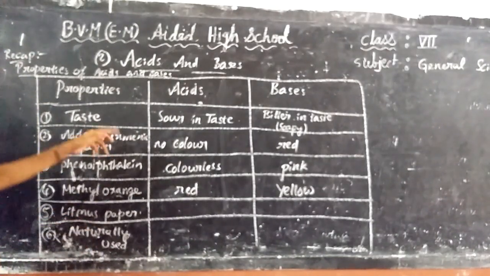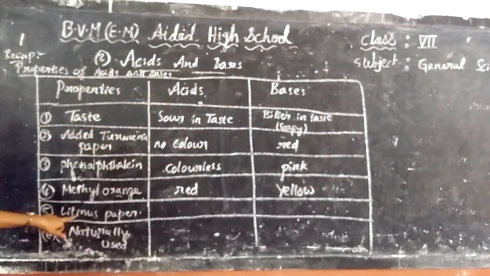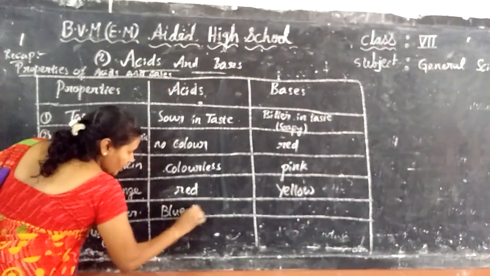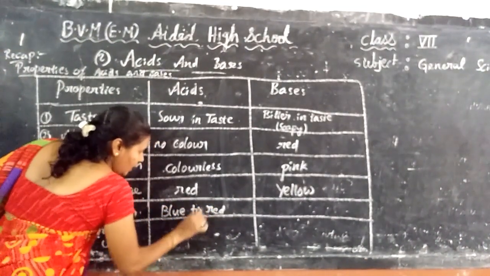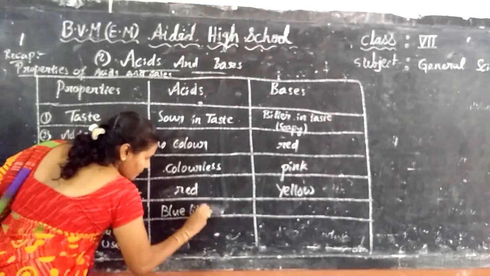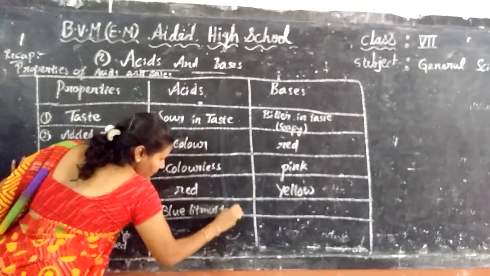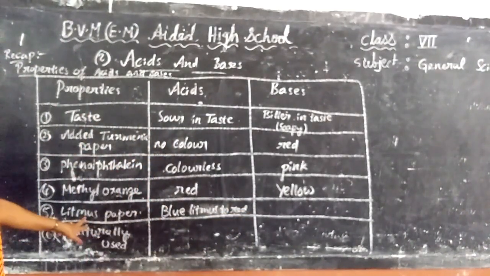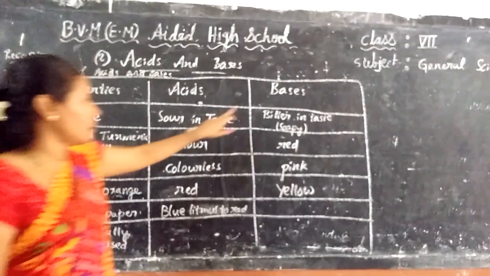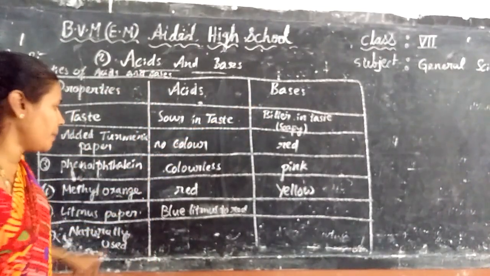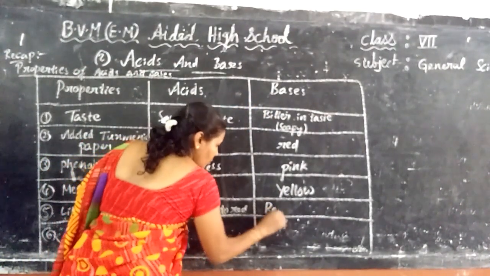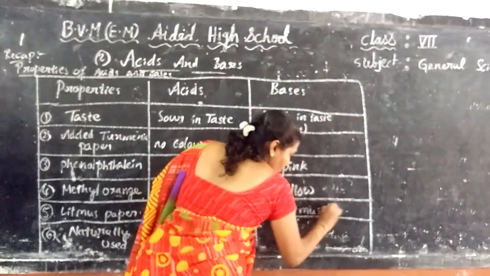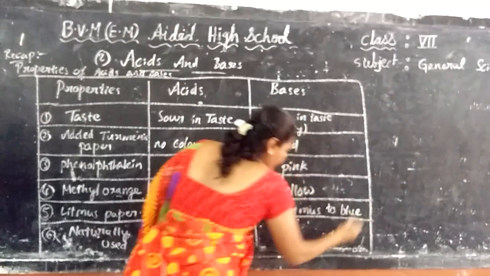For litmus paper, when acids touch litmus paper, blue litmus changes to red litmus. And when bases touch litmus paper, red litmus changes to blue litmus.